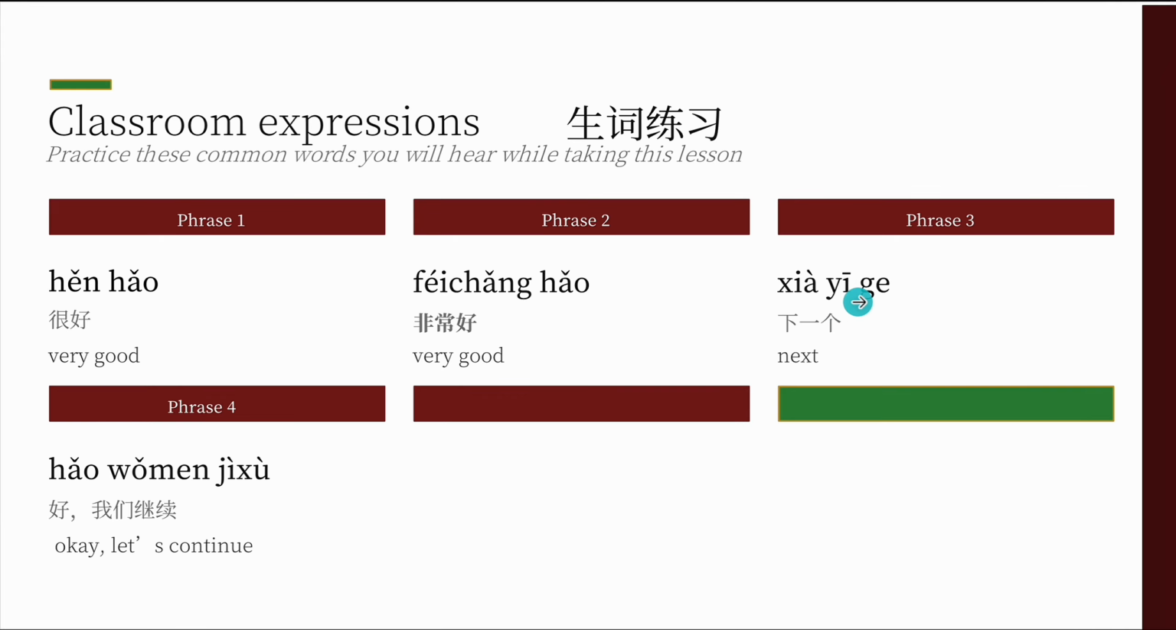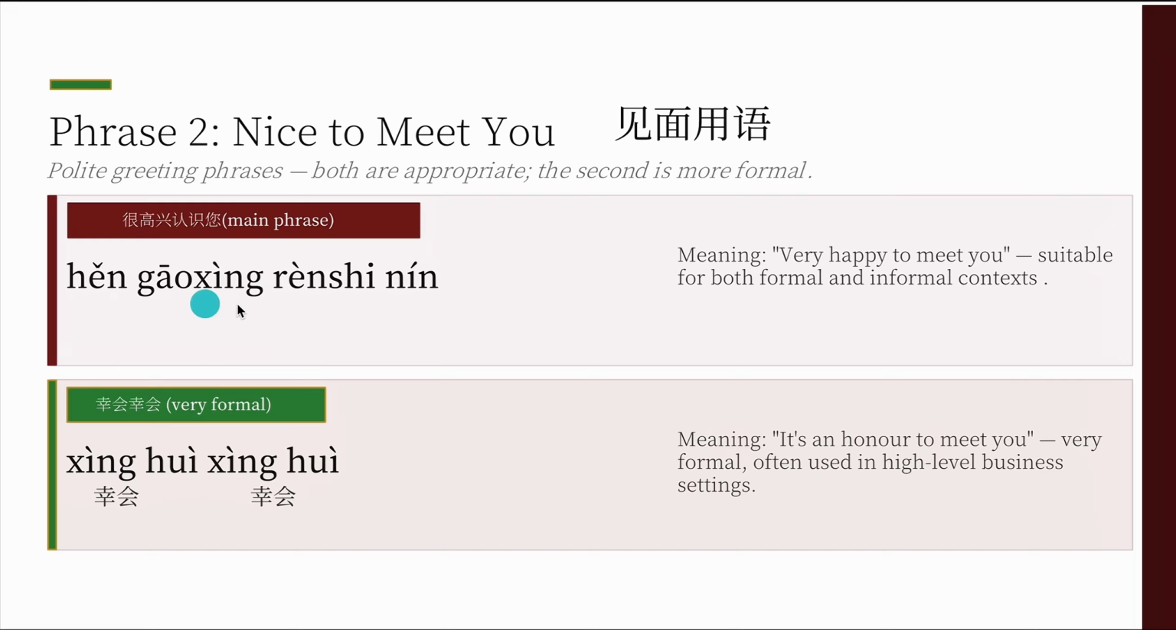This one, 下一个. 下一个 means next. Then 好. This word alone means okay, good. 好，我们继续. Good. Okay, let's continue. So now, 我们继续. And then these are the full set of phrases.